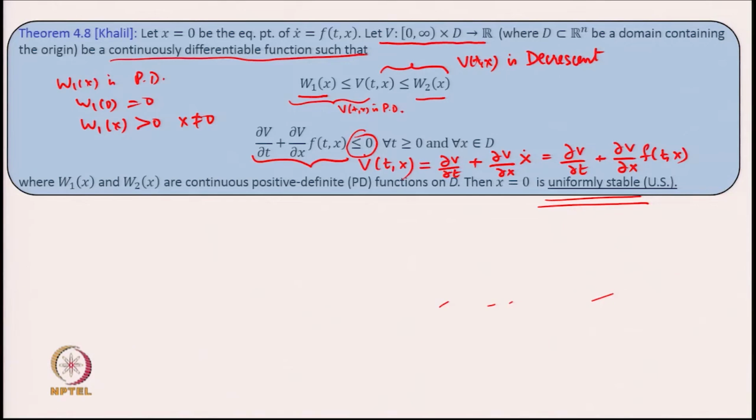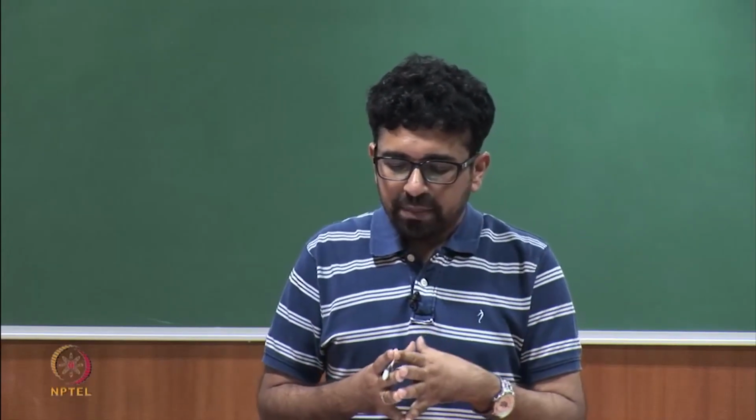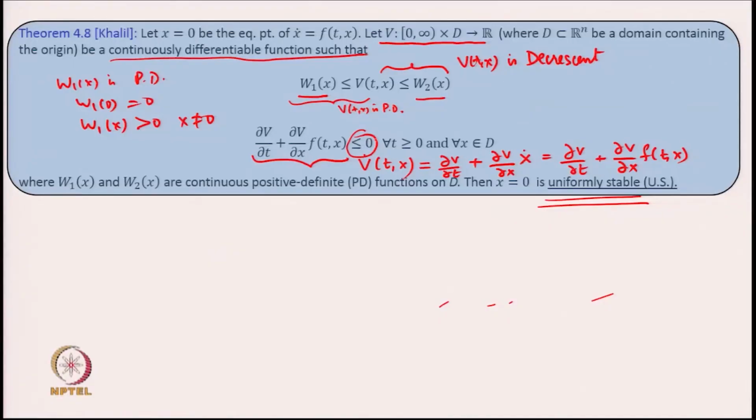So, what this theorem essentially says is that if you could find a function v which is positive definite and decrescent, and its time derivative is less than or equal to 0, which in a way means that v dot is negative semi definite, then the equilibrium point is uniformly stable. Suppose this condition of decrescence was not true, then we could only say that the equilibrium point is stable. The uniformity part is coming from the condition that the Lyapunov function candidate is decrescent.